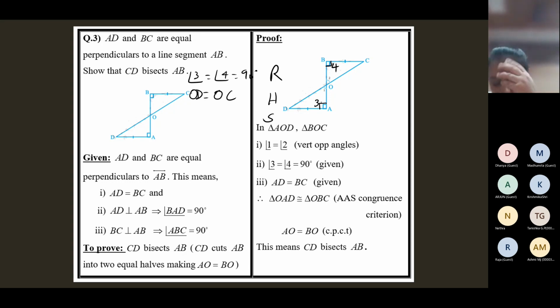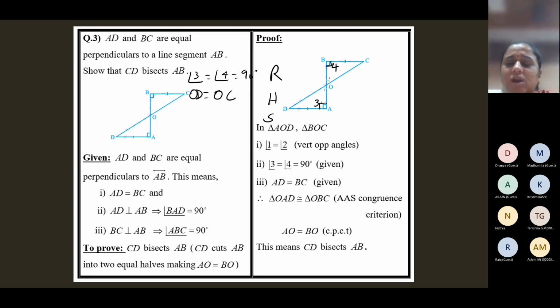Tanishka. Yes, ma'am. So we can't write, no way we can, meaning we don't have a reason to say that OD is equal to OC. It's not given. If it is not given, then you should give some reason. Why are you saying OD is equal to OC, Tanishka? Ma'am, because AB bisects CD, ma'am. Does AB bisect CD? No, ma'am, it is perpendicular.